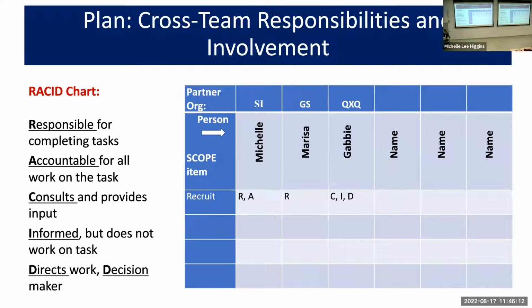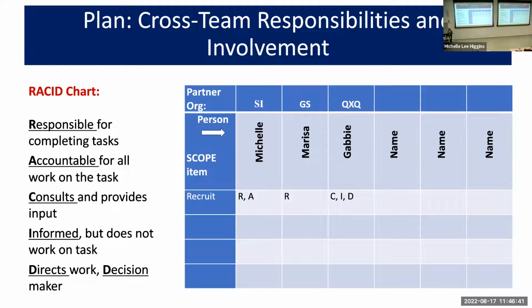So this is on page 42 of your packet. I did a terrible job of recreating it. That's why I wanted to give you what the tools kind of look like. If you're familiar with a RACI chart that helps to identify responsibilities, in the playbook, they have it modified to a RACID chart.